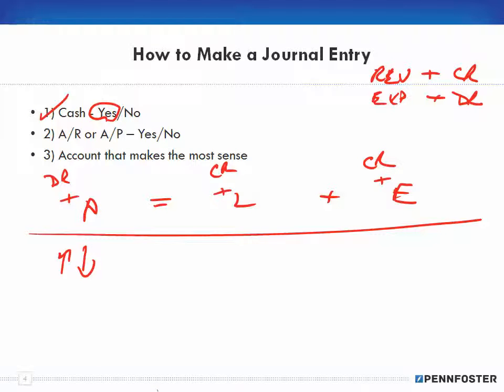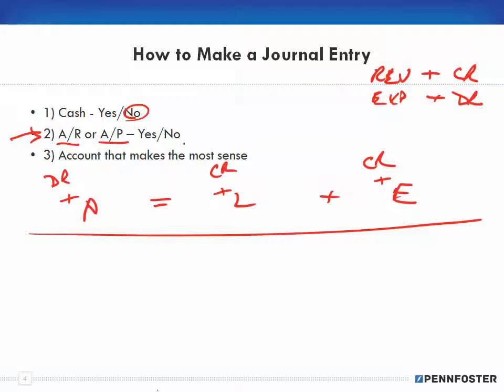If you've done enough of these transactions, that becomes almost rote. After 30, 40 transactions affecting cash, you're going to know: my cash increases, I'm debiting it; my cash decreases, I'm crediting it. You don't have to be thinking about the normal balance of an asset. But that's the first question you ask: does this transaction affect cash? If yes, you know how to make that first half of the journal entry. But if the answer is no, then you move on to the second question: does this transaction affect accounts receivable or accounts payable?